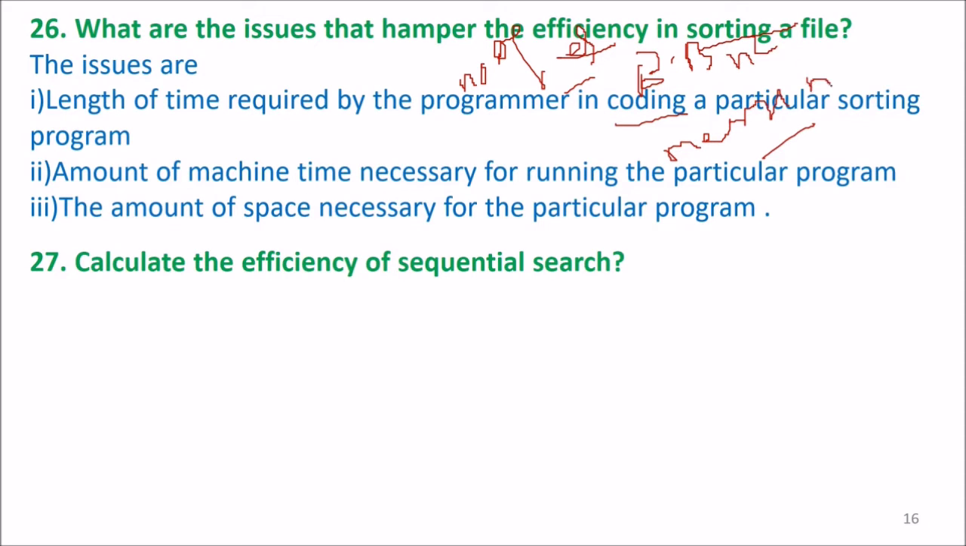It gives you n square, whereas merge sort gives you n log n. So these are the efficiency and space considerations also. You need to see that the particular sorting algorithm needs as little space as possible.